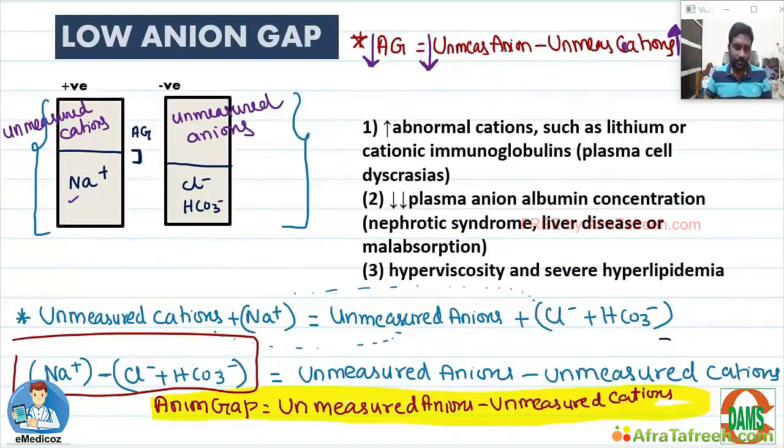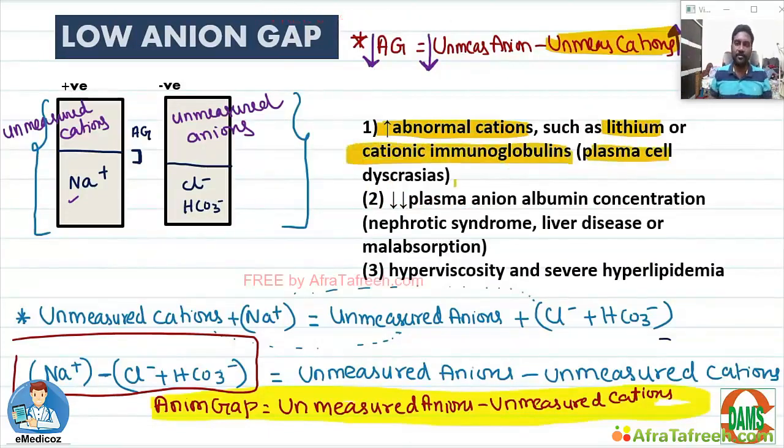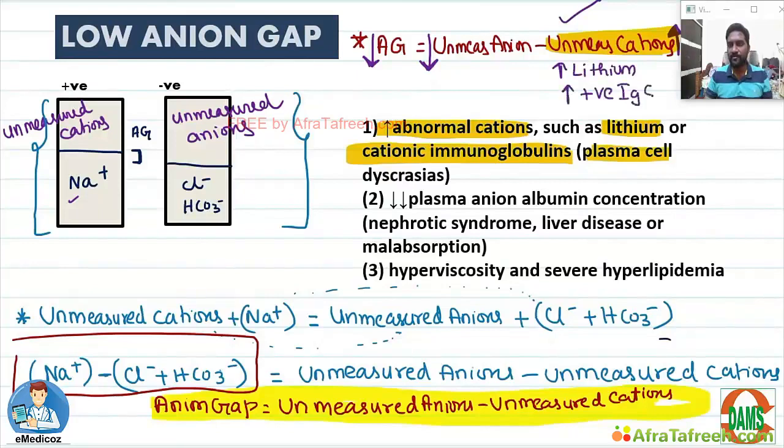So let us start with the causes of increase in unmeasured cations. So there can be an increase in abnormal cations such as lithium. Whenever there is lithium toxicity, or because of some plasma cell disorders, there will be positive immunoglobulins circulating. So cationic immunoglobulins. So one important reason for unmeasured cations increase is that there can be increase in lithium in the body. There can be increased positive immunoglobulins.